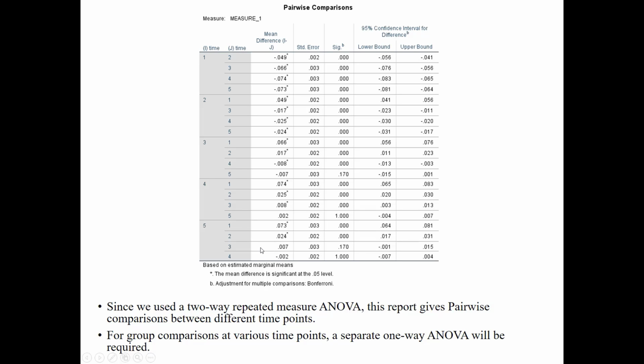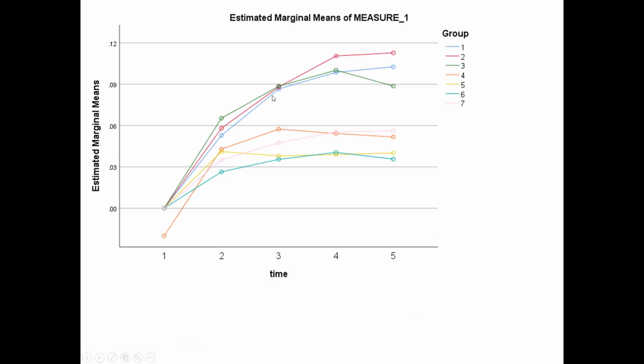So this is a pairwise comparison. The pairwise comparison gives you the time effects, but doesn't give you the cross-section effect. See here, since we used a two-way repeated measures ANOVA, this report gives the pairwise comparison between different time points. For group comparisons at various time points, for example if we want to compare at 24 hours or 18 hours or other particular time points, a separate one-way ANOVA will be required. Here is your line plot.